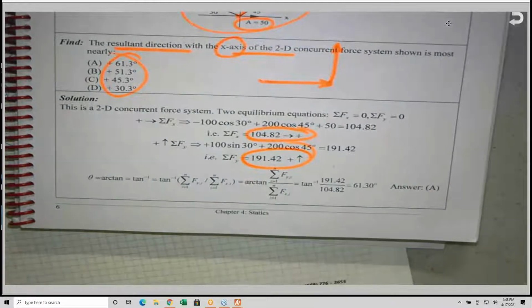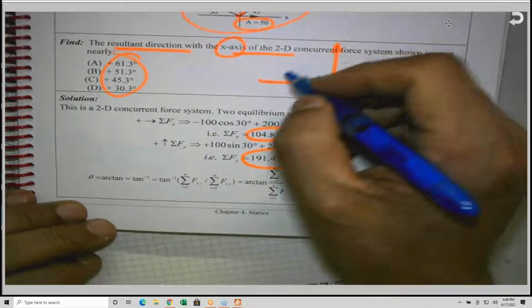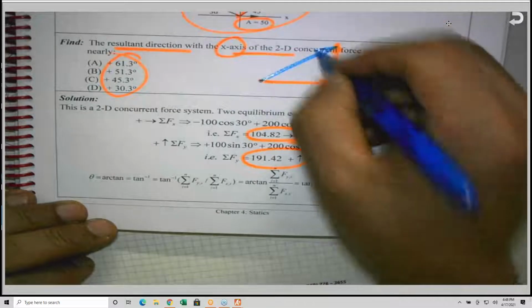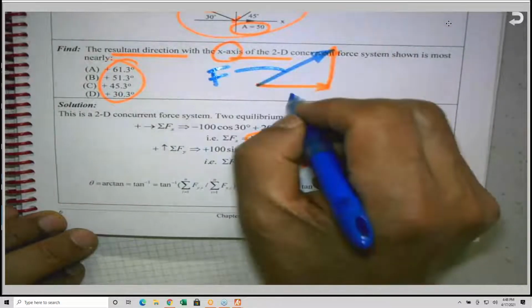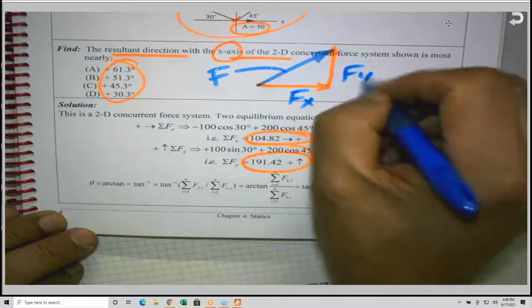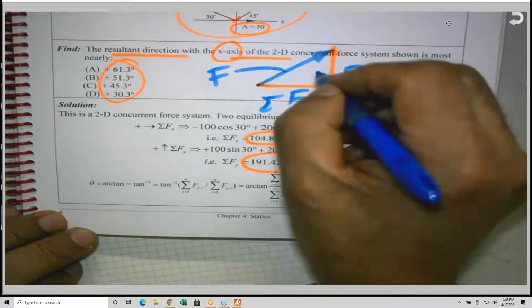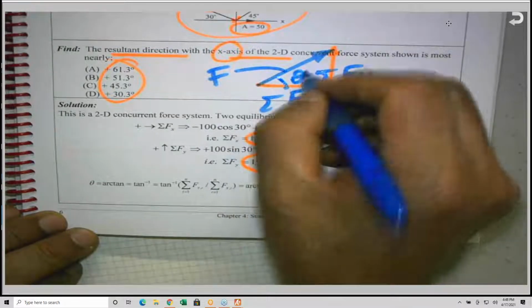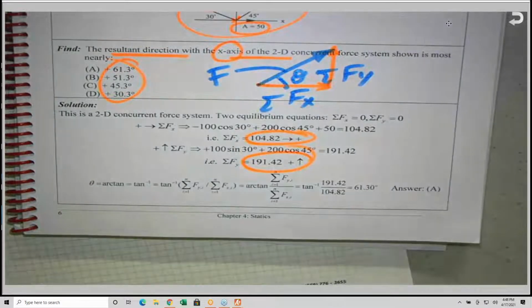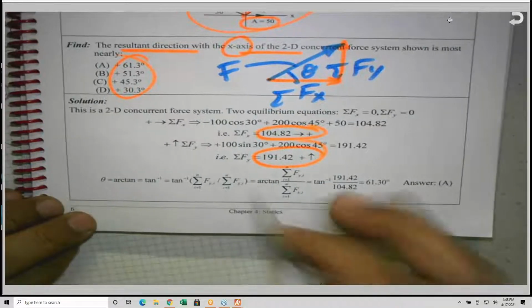The resultant is going to be the closing of the triangle. So this is the resultant F, this is the Fx, and this is the Fy. Obviously, this is the sum, and this is the sum. So this is the angle theta we're talking about. If you look at the angle theta, you will find it is given by this equation.